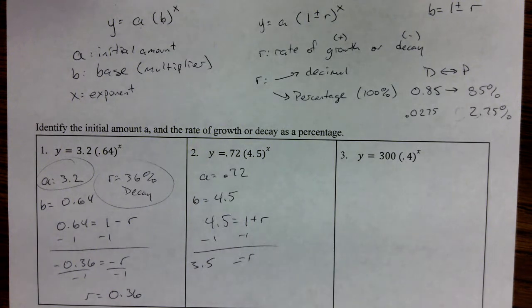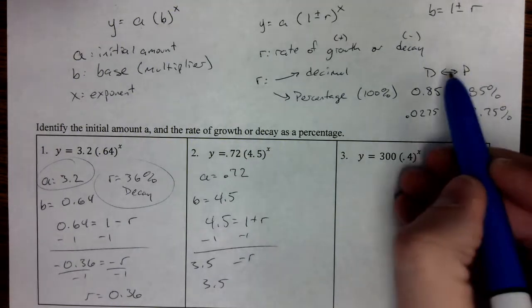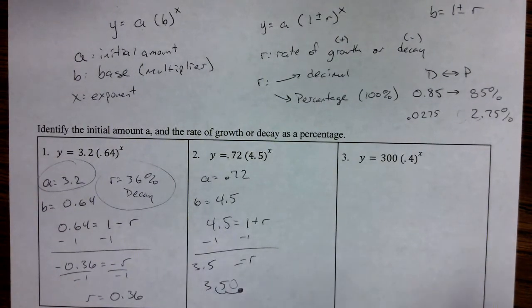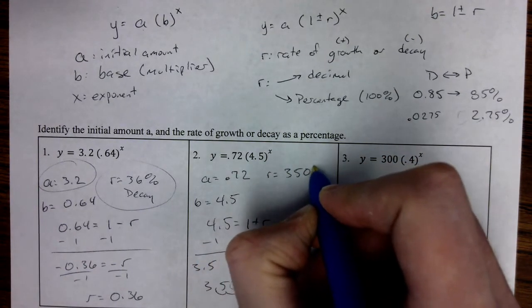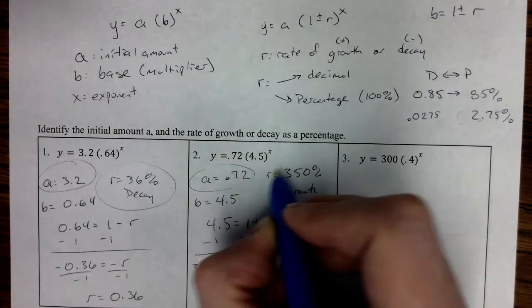Now again, that is as a decimal. I don't want a decimal, I want a percentage. So I'm going to take my 3.5 and I'm going to move it from decimal to percent. I'm moving to the right. So it's 1, 2. And since there's an open space, it is there. Now this is odd, but this happens. My R is equal to 350% growth. Here are my two values.